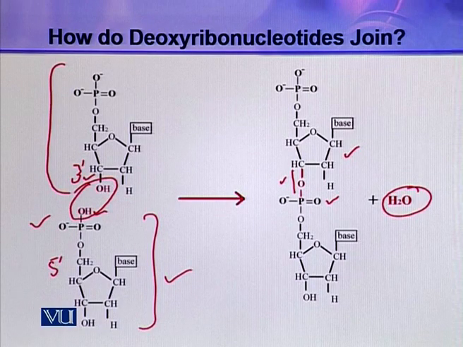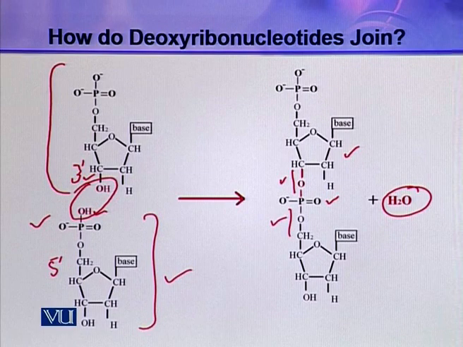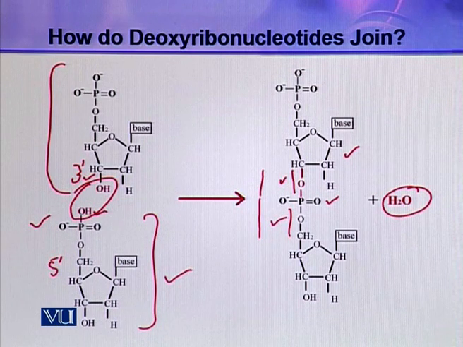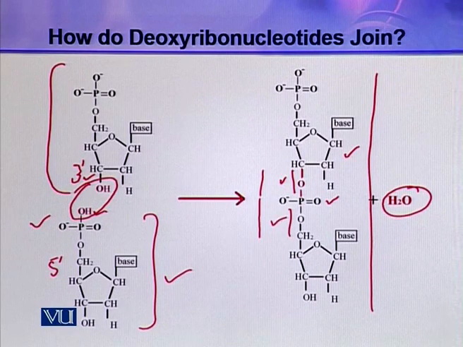Then why is this linkage called phosphodiester linkage? Because this is one ester and this is another ester. So two esters and a phosphate group are included in this whole linkage. That's why this linkage is called phosphodiester linkage. So all these successive nucleotides are linked through this phosphodiester linkage. So this whole molecule is a dinucleotide.